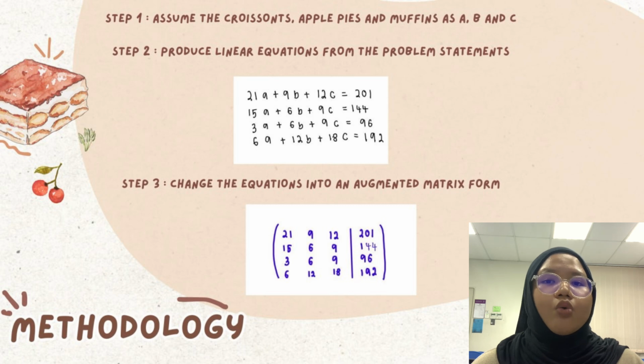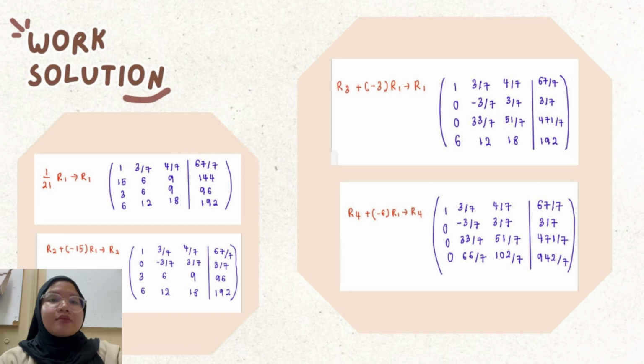For row 1, we got 21, 9, 12, and 201. For row 2, we got 15, 6, 9, and 144. The third row is 3, 6, 9, and 96. And the last row is 6, 12, 18, and 192.